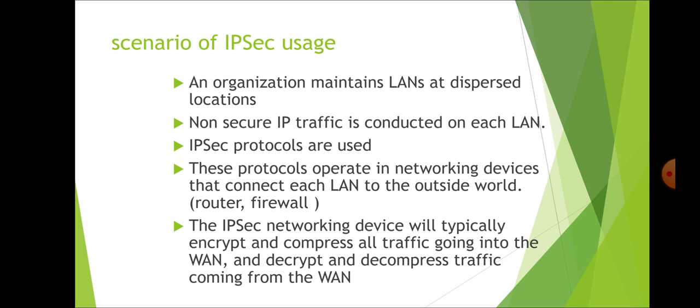What exactly do the IP security networking devices typically do? They encrypt and compress all traffic going into the WAN. So whatever data we are sending from our LAN to the outside world should be encrypted and also compressed. So your speed will be increased and your data will be secure.